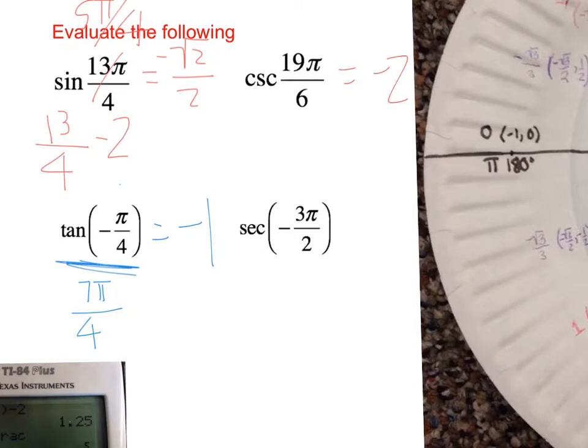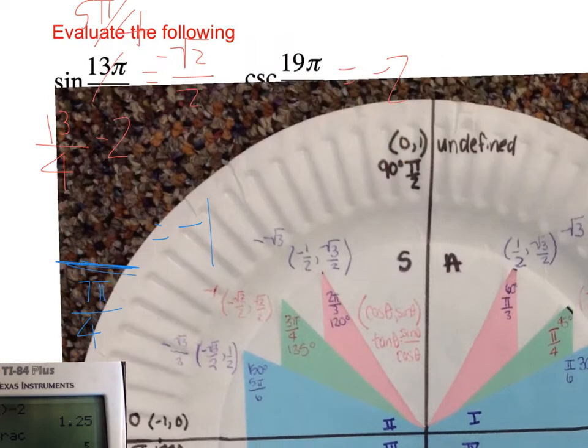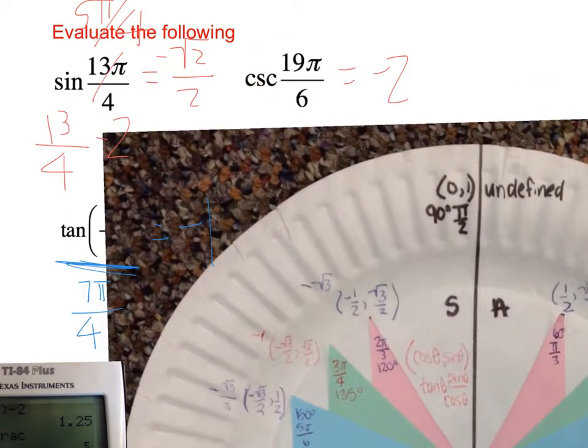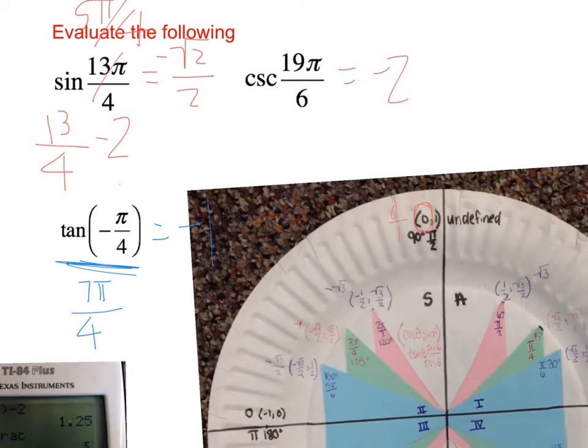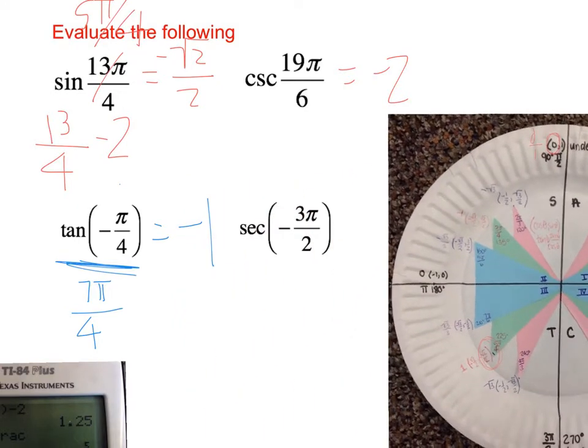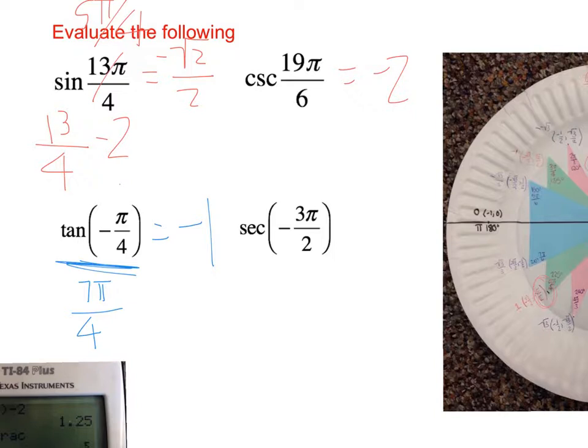And then for the secant, if I add 2 pi to the negative 3 halves, I get 1 half, or pi over 2. So if I go to pi over 2, secant is the flip of cosine. Now my cosine here is 0. 0 is another way of just saying 0 divided by 1. So if I try and flip that, I get 1 over 0, which I can't do. I cannot divide by 0. So the secant of negative 3 pi over 2 would be undefined, because I cannot flip over 0.